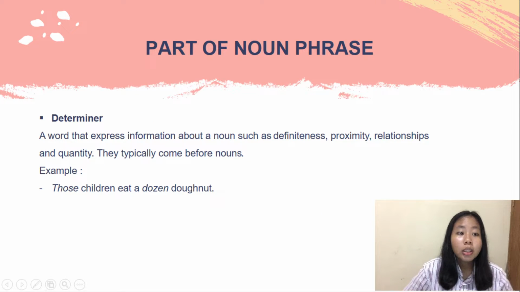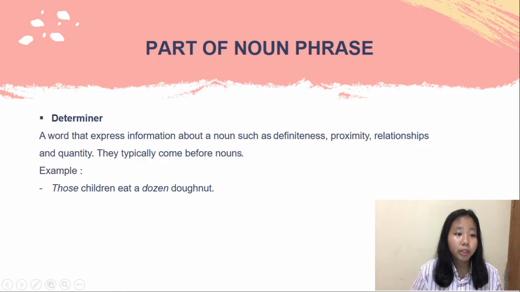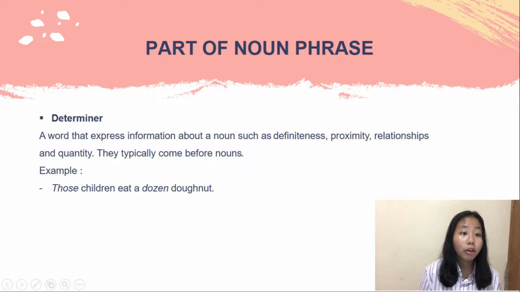Well, now the last part of noun phrase. The last part of noun phrase is determiner. Determiner is defined as the word that expresses information about a noun such as definiteness, proximity, relationship, and quantity. And determiners typically come before a noun. The example of determiner you can see from the slide is: those children ate a dozen donuts.